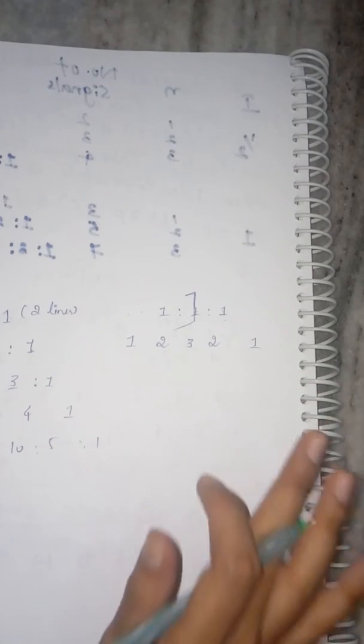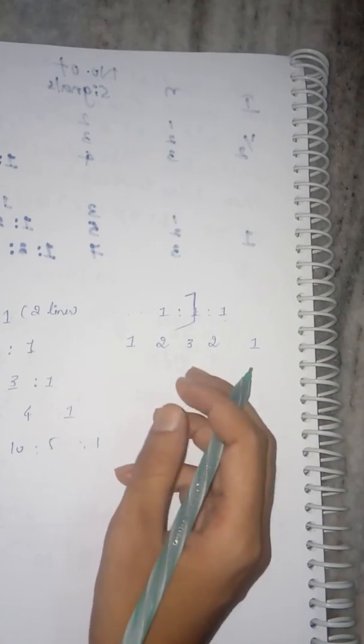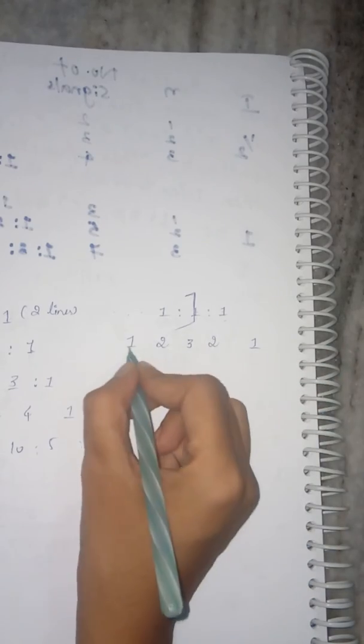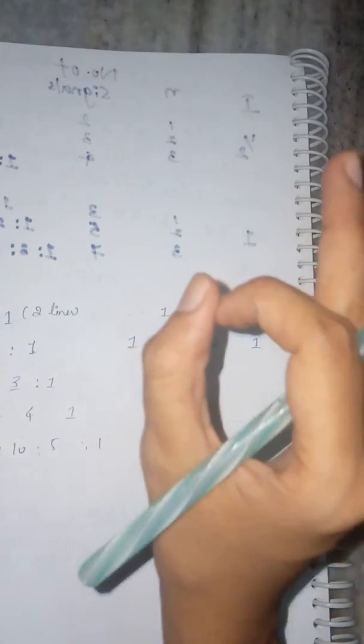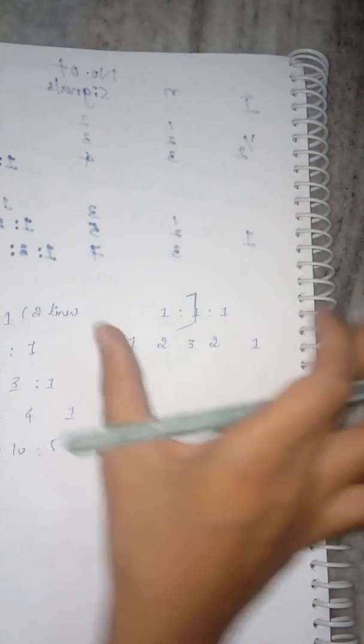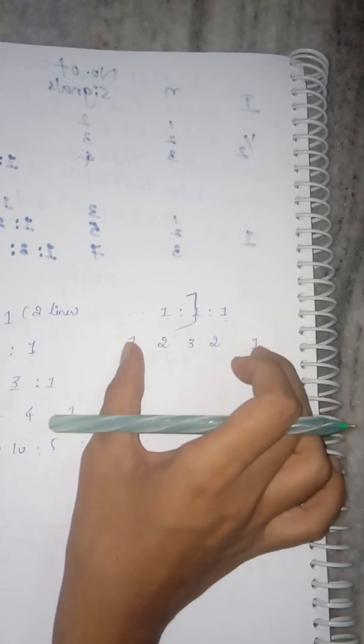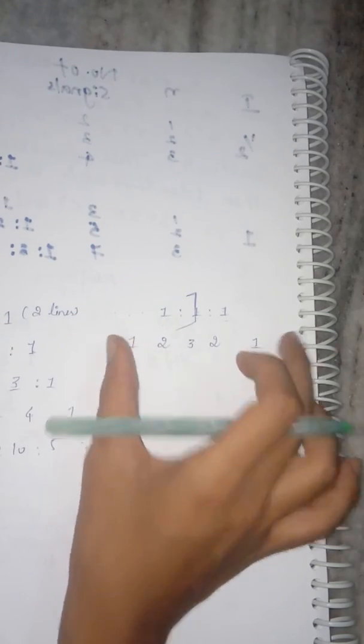If you forget, you should never forget that 1 will be at the corners. Whatever kind of triangle it is, it will always end with 1 and 1 at the corners. So don't forget that 1 will be at the corner.